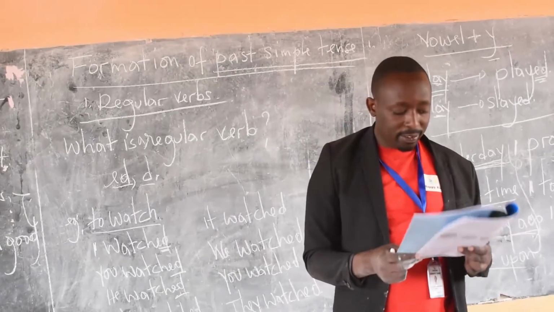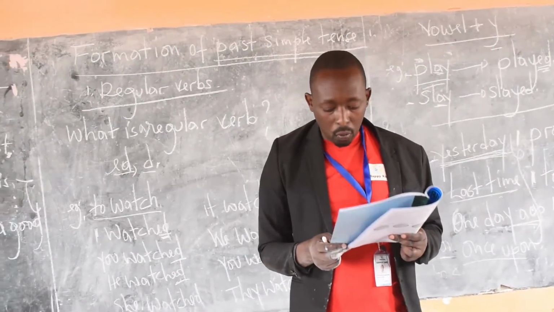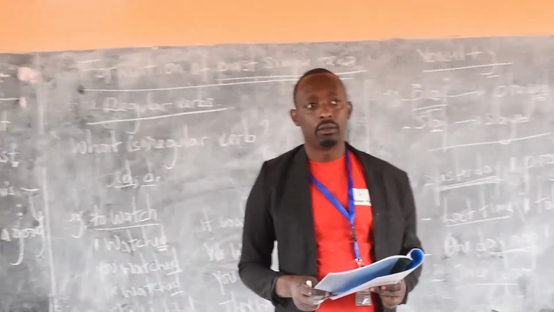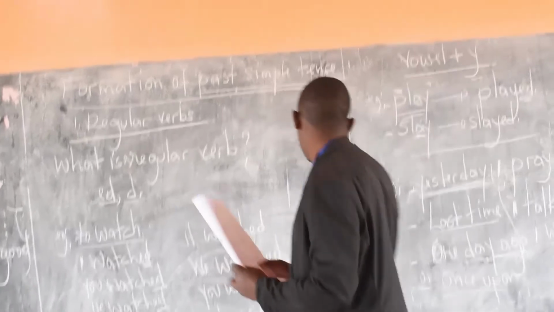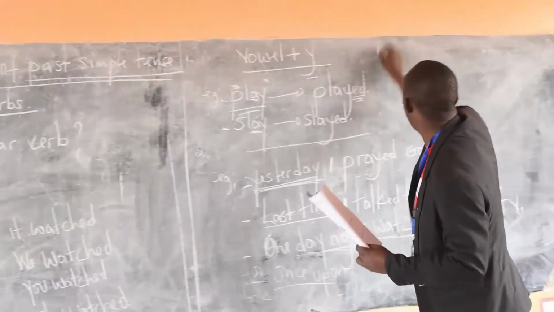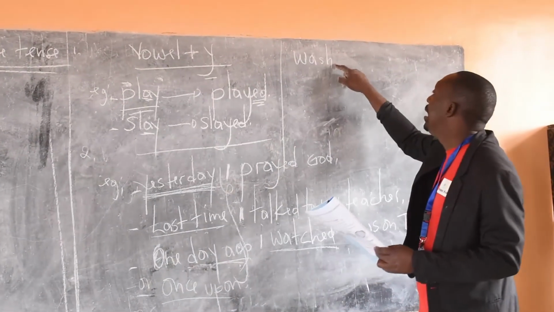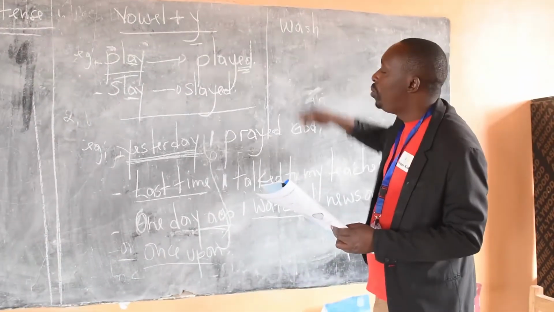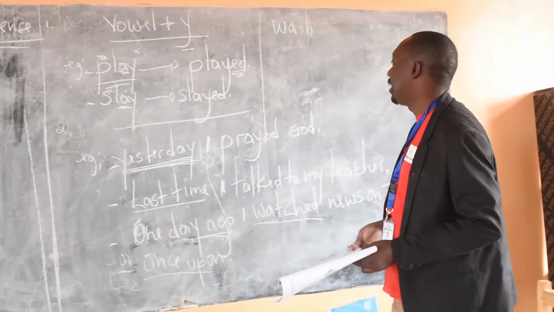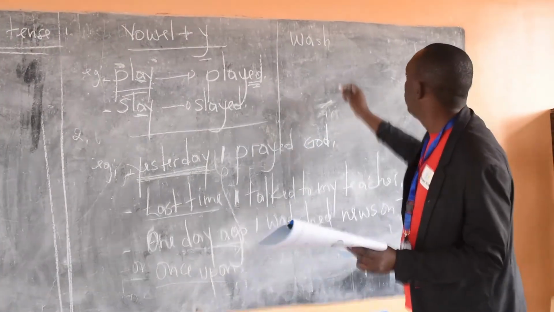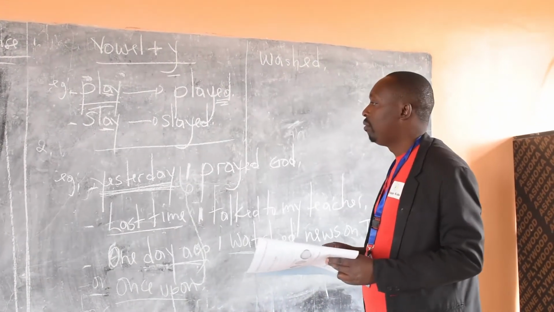Okay. The first sentence says, Akamanzi clothes last night. You see? So the verb you have is to wash. To wash. You have verb to wash. Then you are asked to put it in past simple to express yesterday completed activity. Now, this verb will take ed.